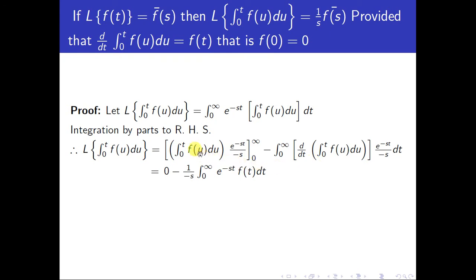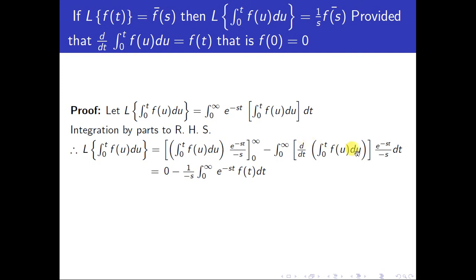As far as limits of this term are concerned, the upper limit will be 0 as e raised to minus st, e raised to minus infinity is 1 upon infinity, that is 0. And as we have given, if we put here t equal to 0, limits of the integral are from 0 to 0, so limits are the same and the value of that integral is 0.